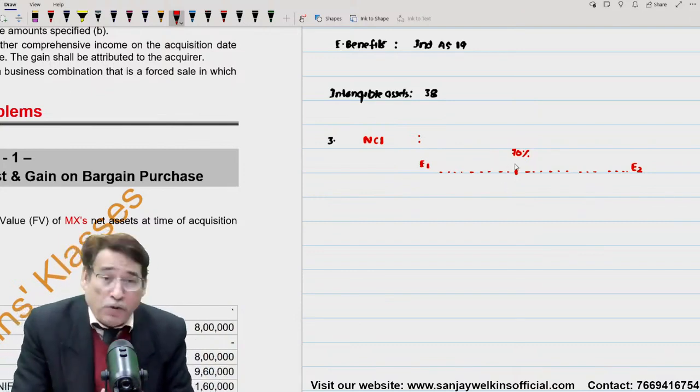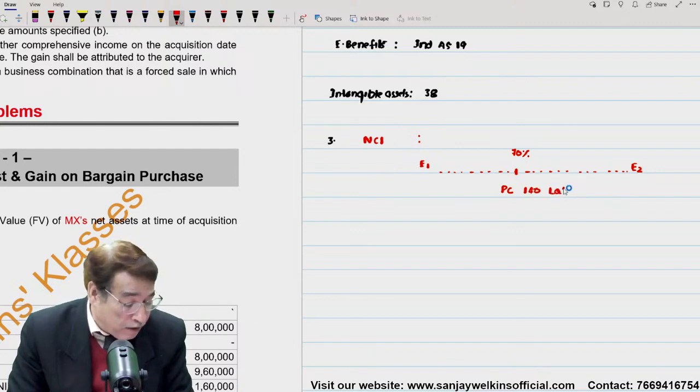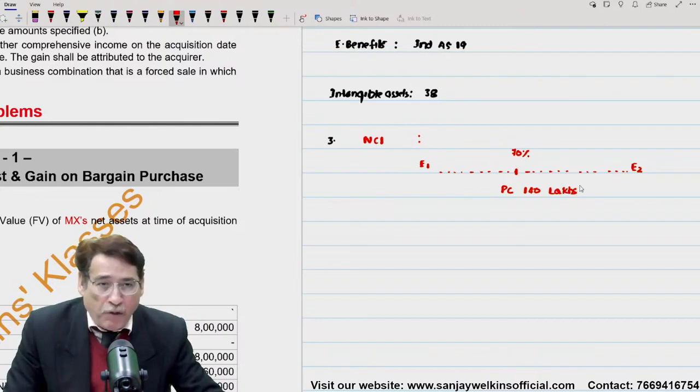Let us say in order to purchase 70% share capital of E2, we have paid a purchase consideration of 140 lakhs. 140 lakhs worth of purchase consideration we have paid. I hope that each one of you is right.